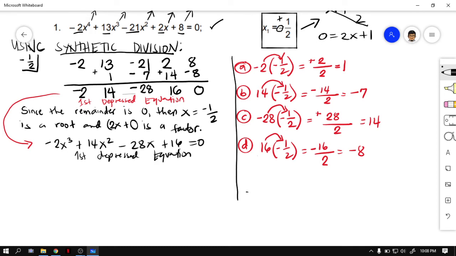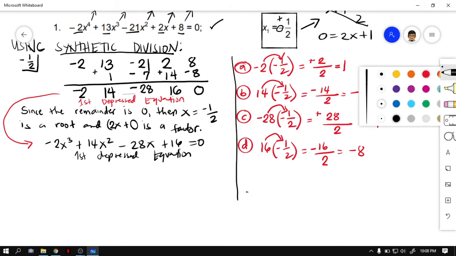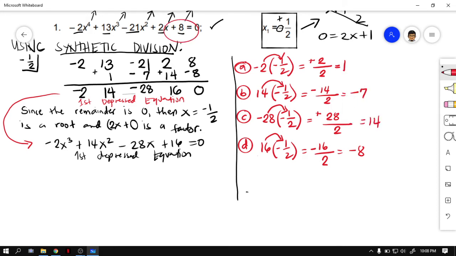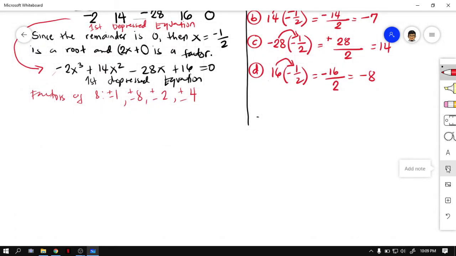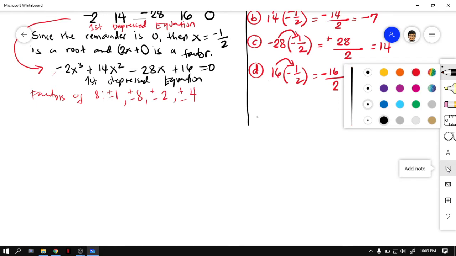Okay. Now, applying rational root theorem, the constant is 8. So, in finding the rest of the roots, we will be using the factors of 8. And what are the factors of 8? We have positive negative 1, positive negative 8, positive negative 2, and positive and negative 4. Siyempre, anong uunahin natin dyan? Kung nagta-trial and error ka man lang din, edi unahin mo yung mas maliit muna na factor. So, unahin natin yung positive 1.